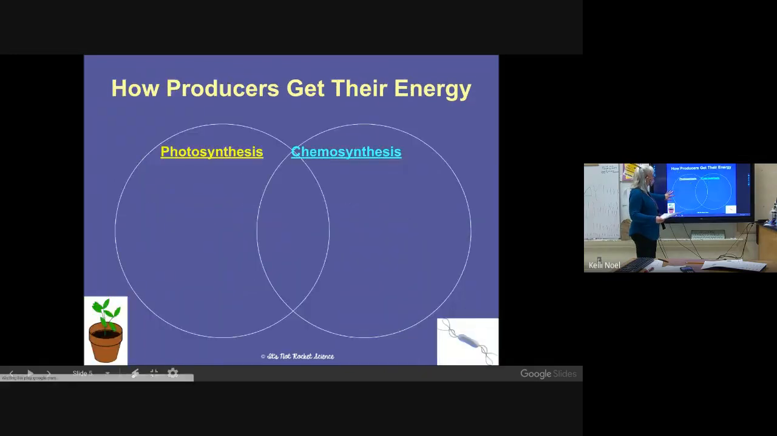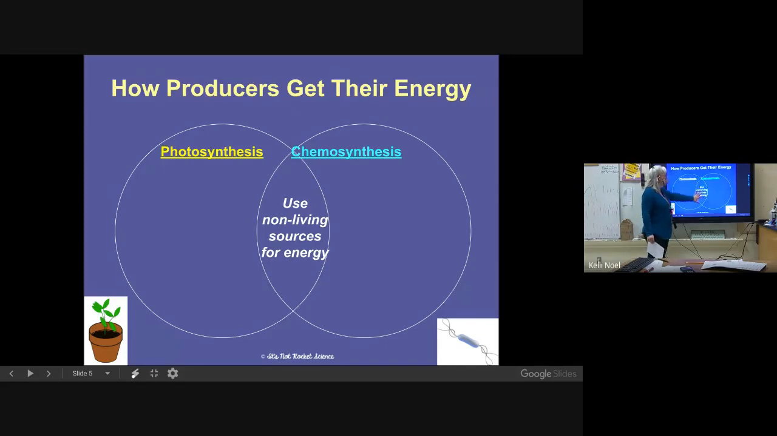All right, then we have this Venn diagram here. You would label one side photosynthesis and one side chemosynthesis. And so here are two ways that producers can get their energy. Both of them are going to use non-living sources to make it. So regardless, they both use non-living sources.